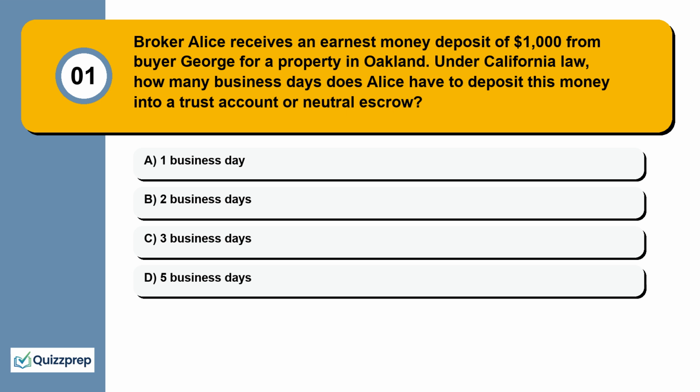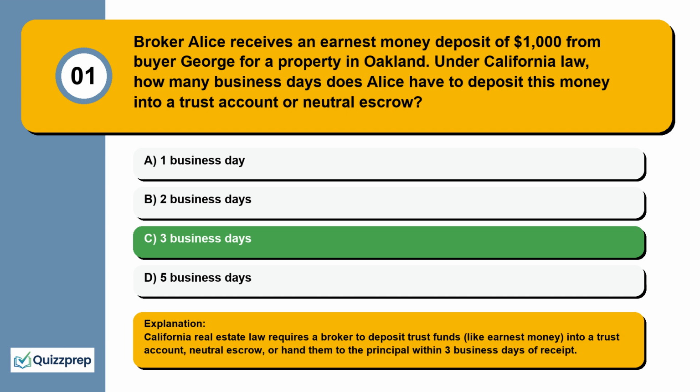Question 1. Broker Alice receives an earnest money deposit of $1,000 from buyer George for a property in Oakland. Under California law, how many business days does Alice have to deposit this money into a trust account or neutral escrow? 1 business day, 2 business days, 3 business days, 5 business days. California real estate law requires a broker to deposit trust funds, like earnest money, into a trust account, neutral escrow, or hand them to the principal within 3 business days of receipt.